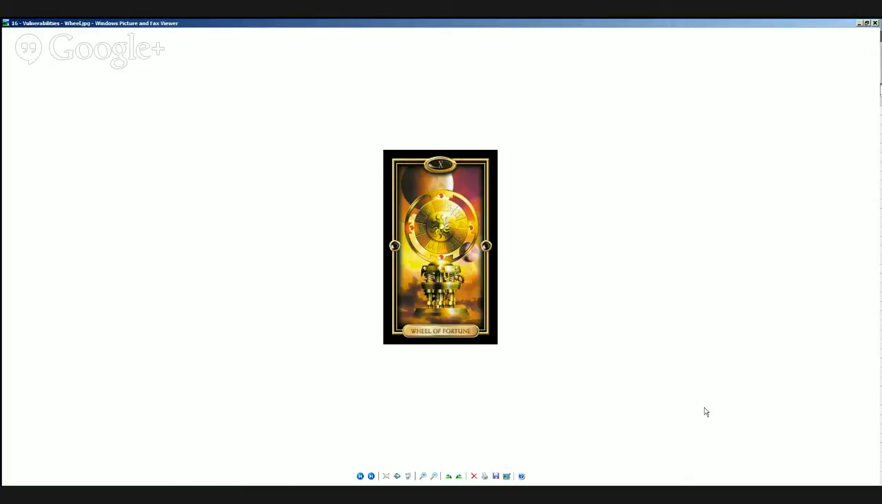16, vulnerabilities, Wheel of Fortune. Weakness that they keep hidden, fate and instability. Always needs something new in life, gets bored easily.